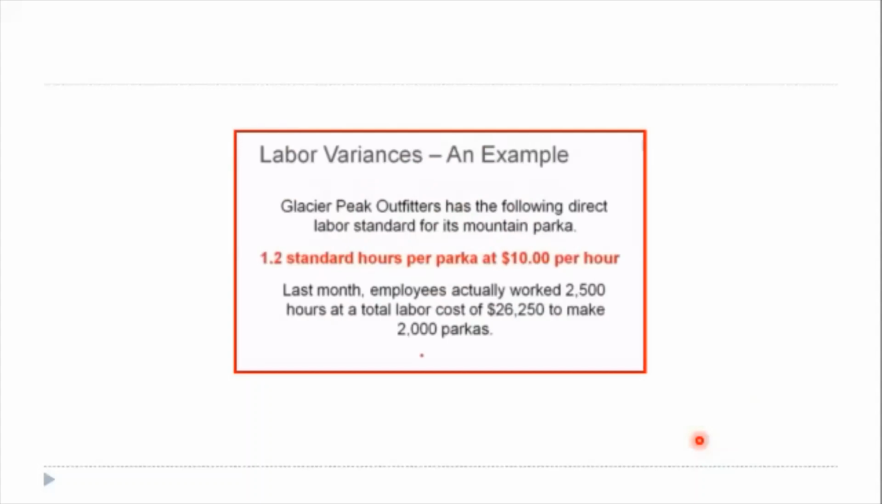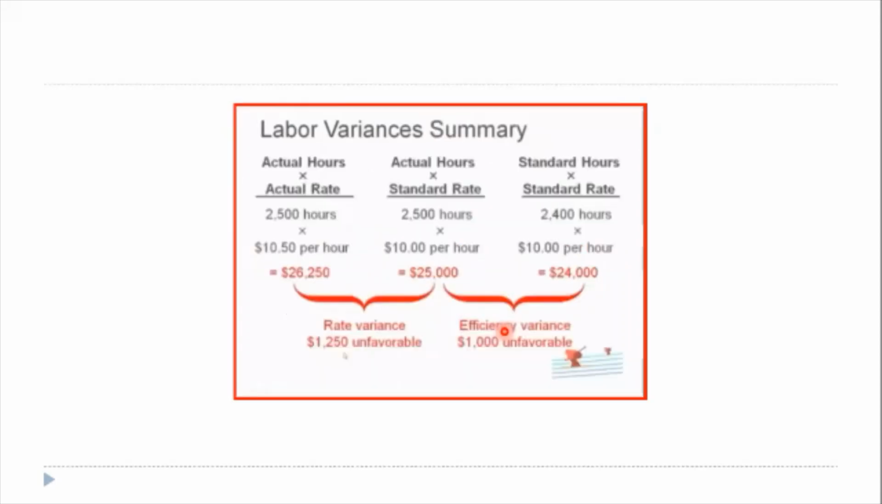Looking at direct labor variance, again, please see Peak Outfitters has the following direct labor standard for its mountain packer: 1.2 standard hours per packer for $10 per hour. And last month, the employees actually worked 2,500 hours at a labor cost of $26,250 to make 2,000 packers. Again, we can get the actual hourly rate by dividing this by this. So you have all your information there. You can fit it into something like this again and get the rate.